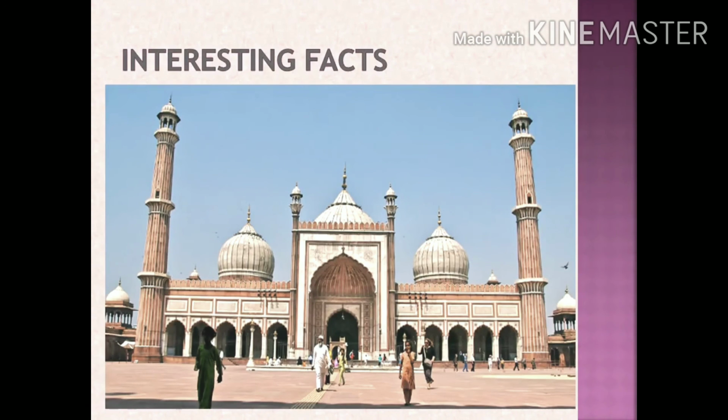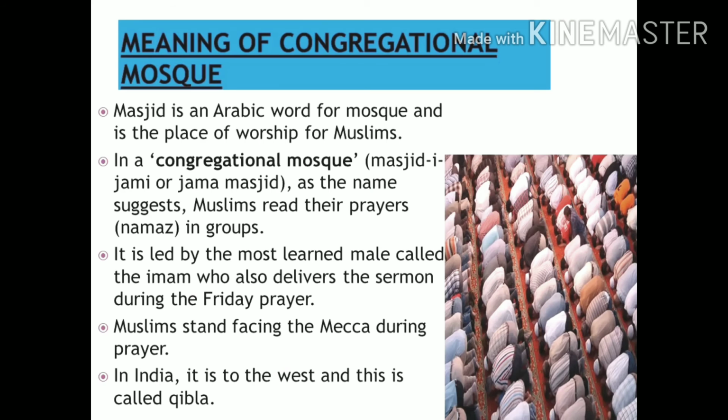So let's study some interesting facts. So students, mosque, or masjid, is a place of worship for Muslims. But what is a congregational mosque? As the name suggests, a congregational mosque is one wherein Muslims read their prayers in groups, as shown in the picture. These prayers are led by a learned male who is called an imam.